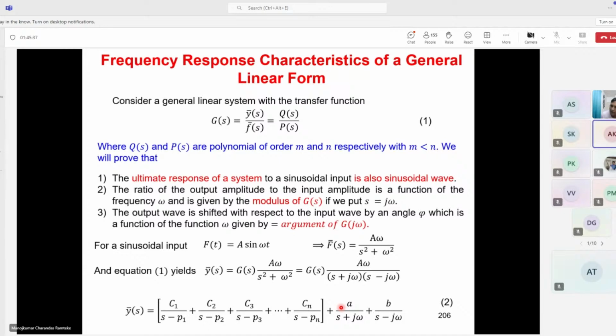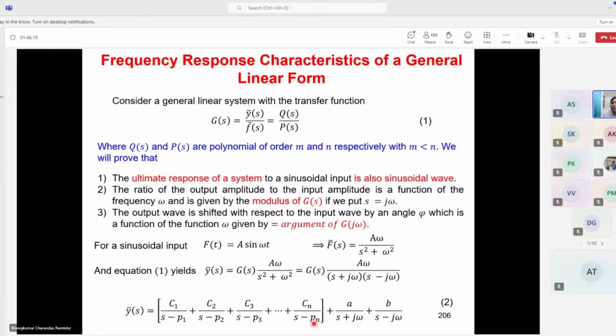Yes. Now let's say if I invert this entire equation into the time domain and find out the response at t tends to infinity, what will be the contribution of this particular term? The contribution will be C1 e raised to the power P1t plus C2 e raised to the power P2t plus C3 e raised to the power P3t, and that summation goes all the way to Cn e raised to the power Pnt. Correct. And we are assuming that P1, P2, P3 all the way to Pn are negative numbers. Why? Because the system is stable.